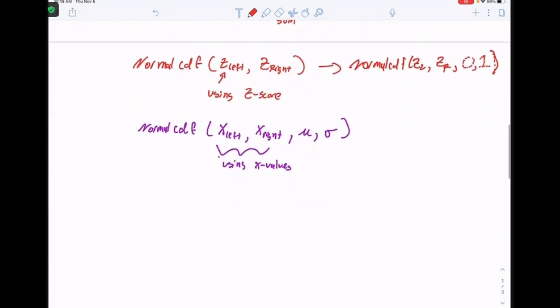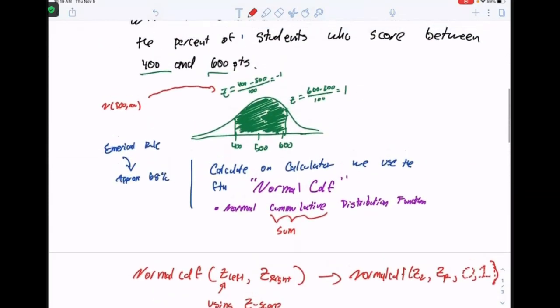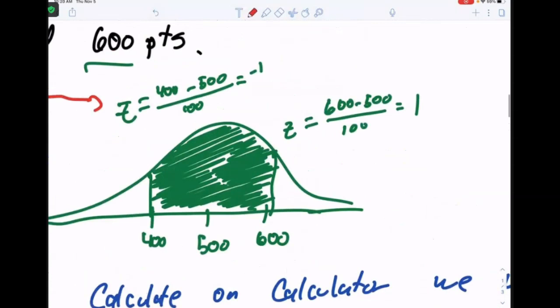I am okay with you doing either way as long as you have everything that's here in green. As long as everything here in green is drawn, I don't really care how you get the answer after this. You've shaded, you've shown your normal model, you've calculated the z-scores. Now let's find the answer.